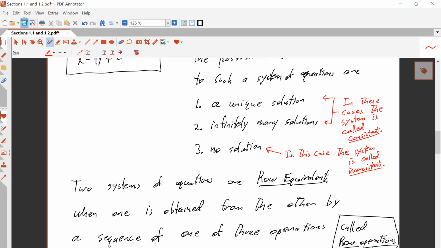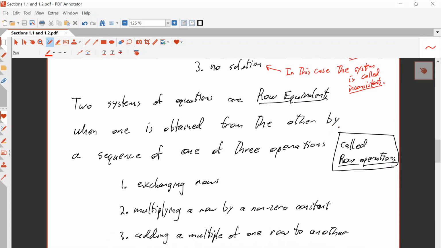All right. So, what's the organized approach? And this is called Gaussian elimination. We'll talk more about it. Two systems of equations are said to be row equivalent when one system is obtained from the other by multiple usages, a sequence of these three operations: exchanging rows, multiplying a row by a non-zero constant, and adding a multiple of one row to another. And these are called row operations.